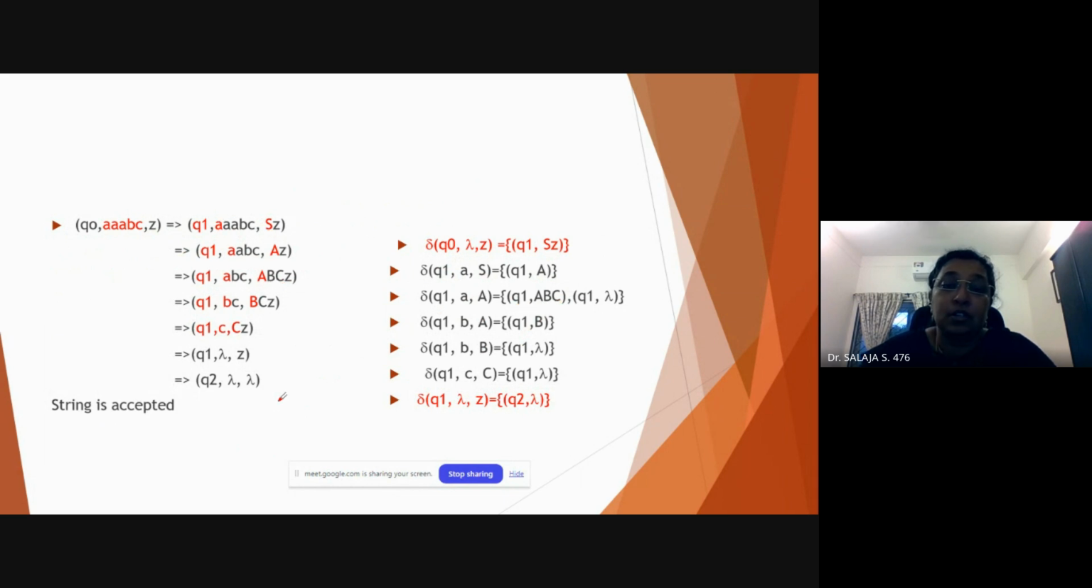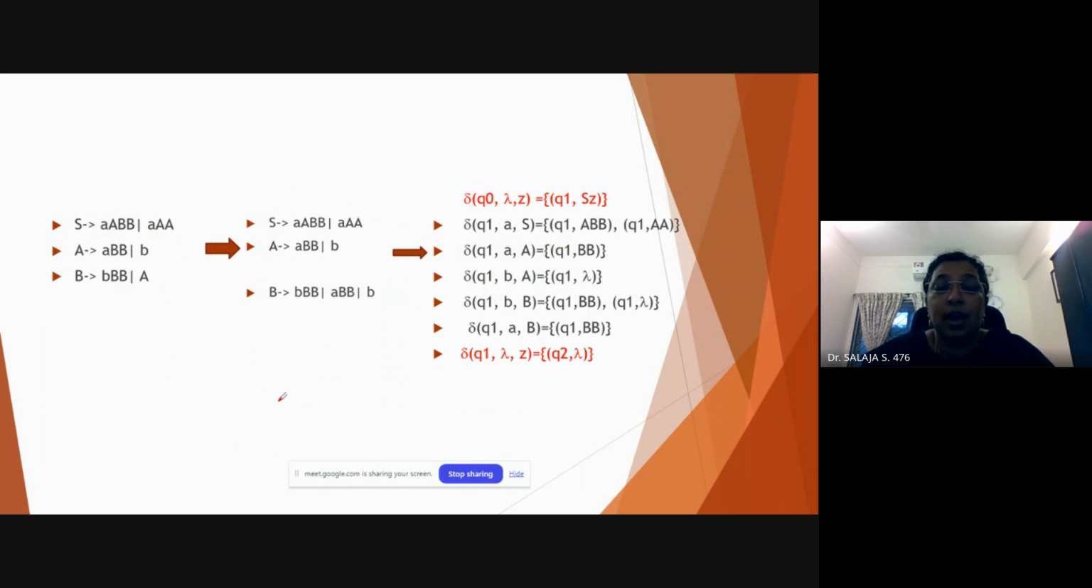Hope you have understood this concept, and if you have, you can also try out a particular example where I have given a set of transitions. If you want, you can try it out.